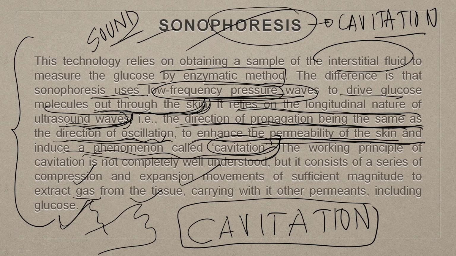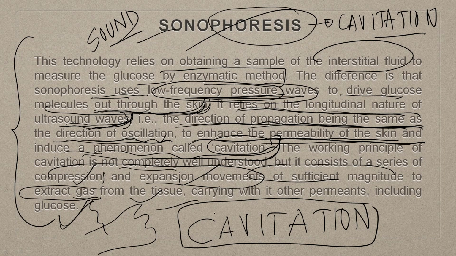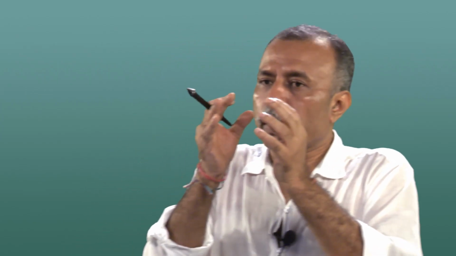And as I mentioned, the working principle of cavitation is not completely well understood, but it consists of a series of compression and expansion movements of sufficient magnitude to extract gases from the tissue, carrying with it other permeants like glucose. So cavitation is a very interesting process where something has to come back to its original shape, but it takes time. So for example, when it expands, it takes time to come back to its original shape. During that time, when it is coming back to its original shape, things are exuded out.